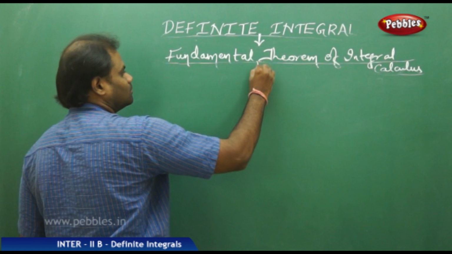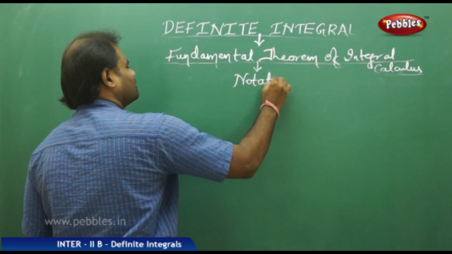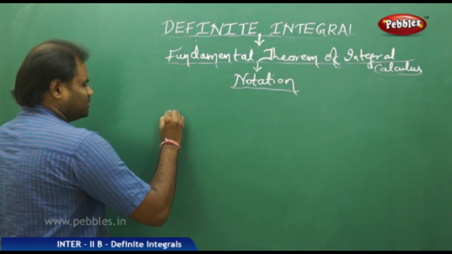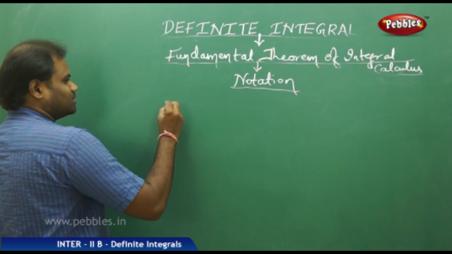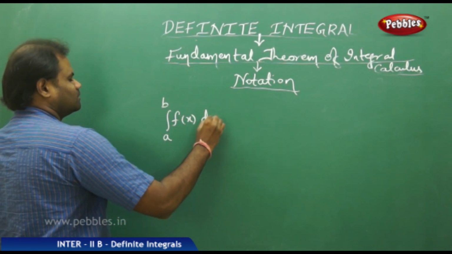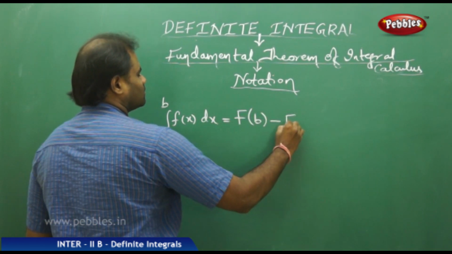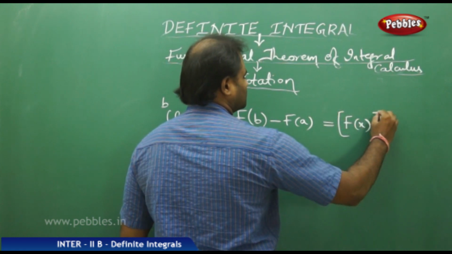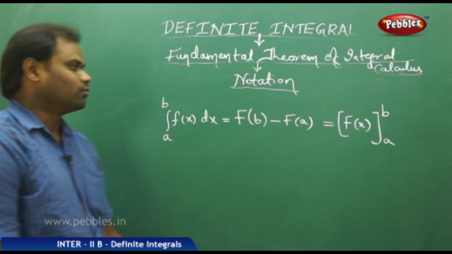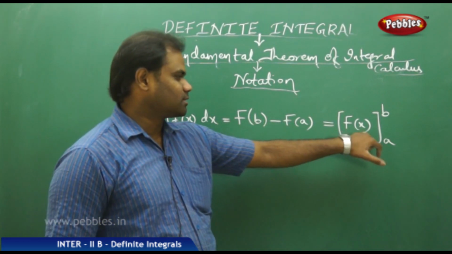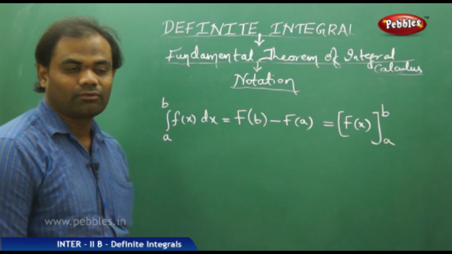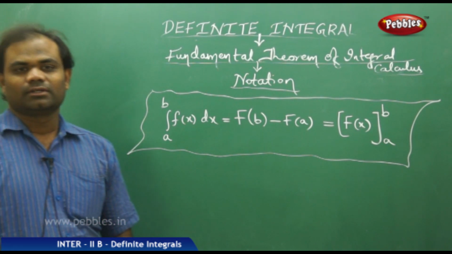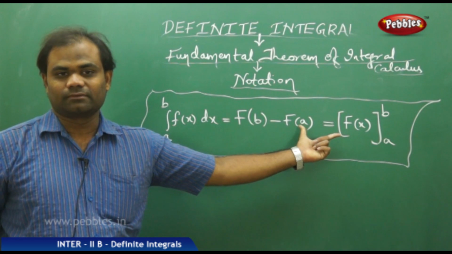Now next comes the notation which we have for the fundamental theorem of integral calculus. As we have seen, the fundamental theorem derives the integral from a to b of f of x dx as F of b minus F of a, which is written as the function F of x with limits a to b. This is how we write it in general notation. That means F of x from a to b is also defined as F of b minus F of a. This is what we define using the fundamental theorem of integral calculus with its respective notation.